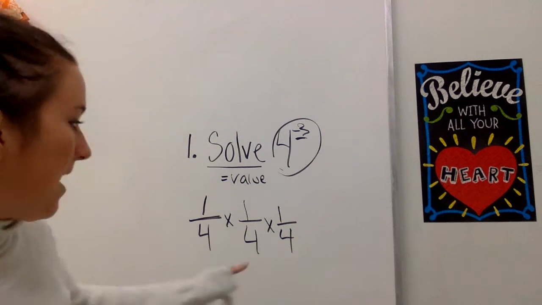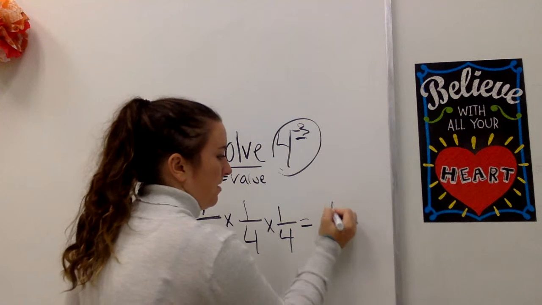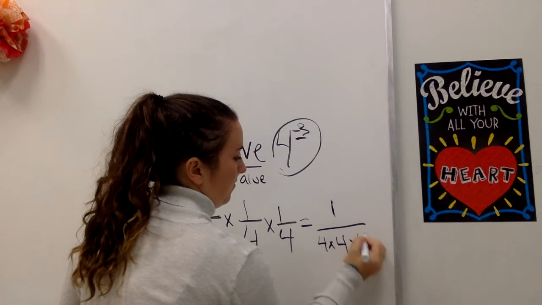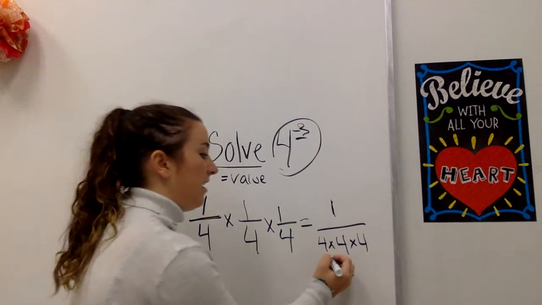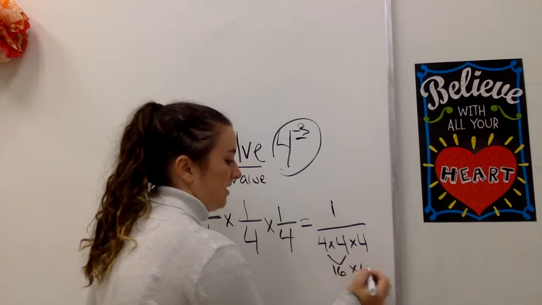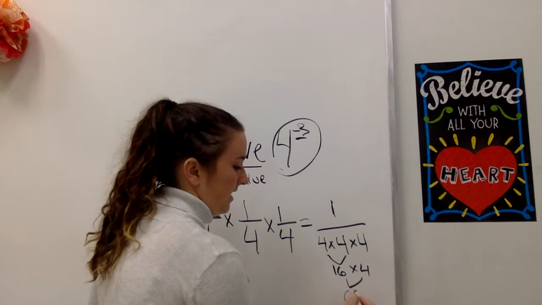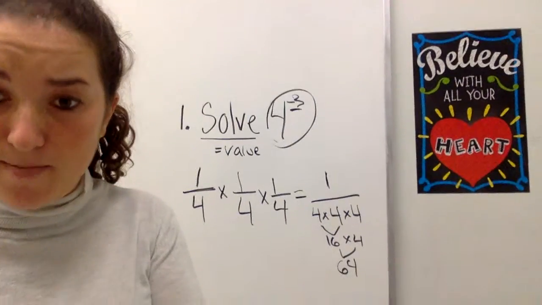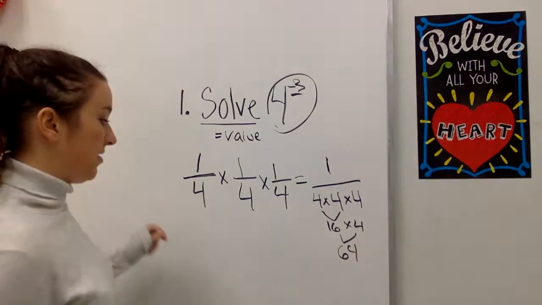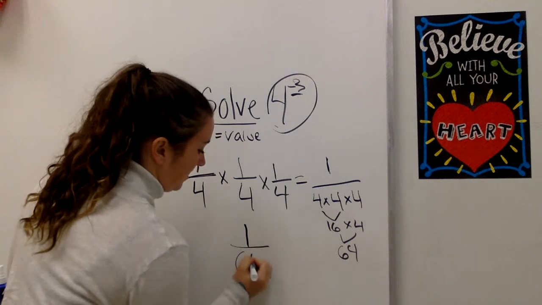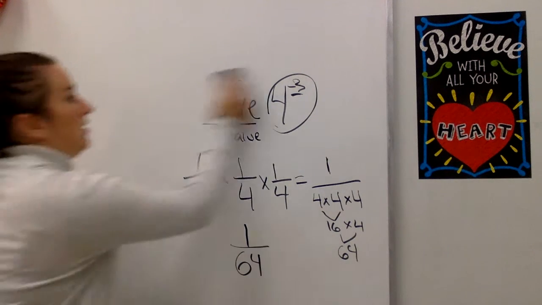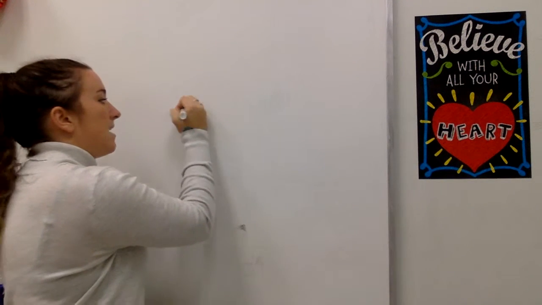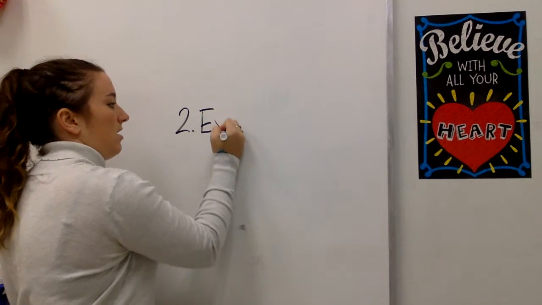All right, so I multiply across the top and across the bottom. On top, I have 1. On the bottom, I have 4 times 4 times 4. 4 times 4 is 16. 16 times 4 gives us 64. My answer is going to be a fraction. Why is it going to be a fraction? Right, because my exponent is negative, so it'll be 1/64.